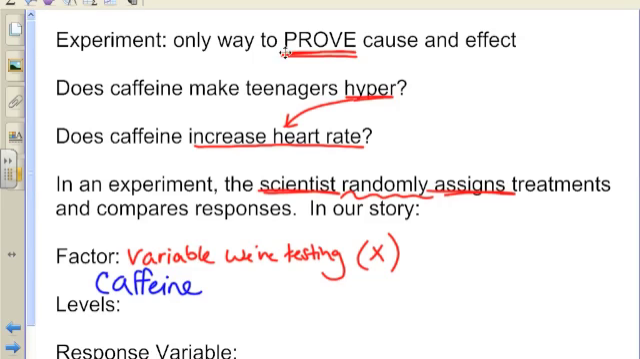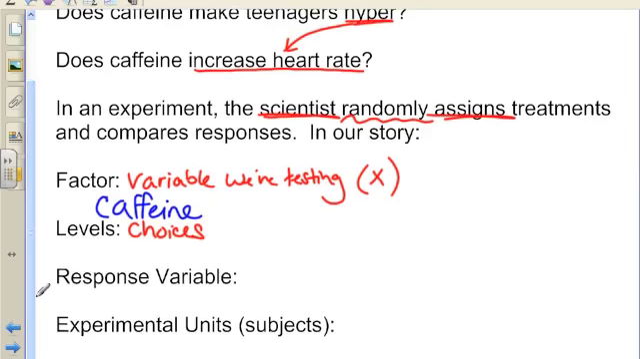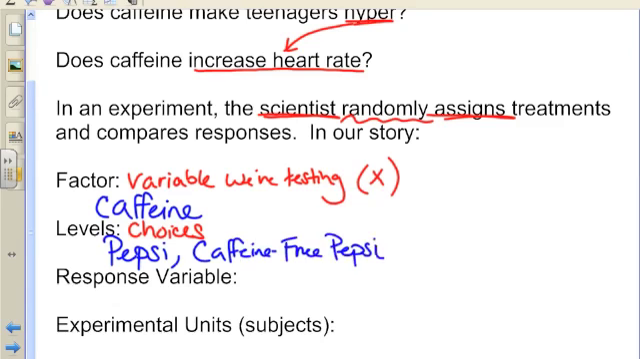The levels are like the choices, what I'm actually going to give to people. Now, it's important that I have more than one choice. I can't just give everyone caffeine and see what happens. I want to have kind of two options. So, I don't know, maybe I'll give half our class Pepsi, that has caffeine in it. And maybe I would give the other half like a caffeine-free Pepsi. And we'll talk in just a minute about why I chose those particular items.